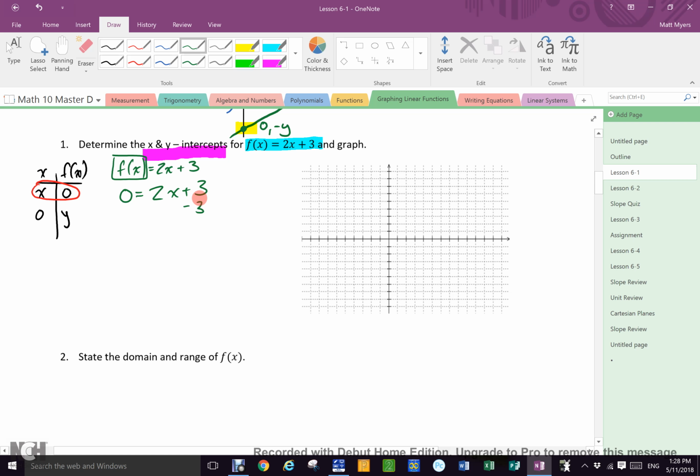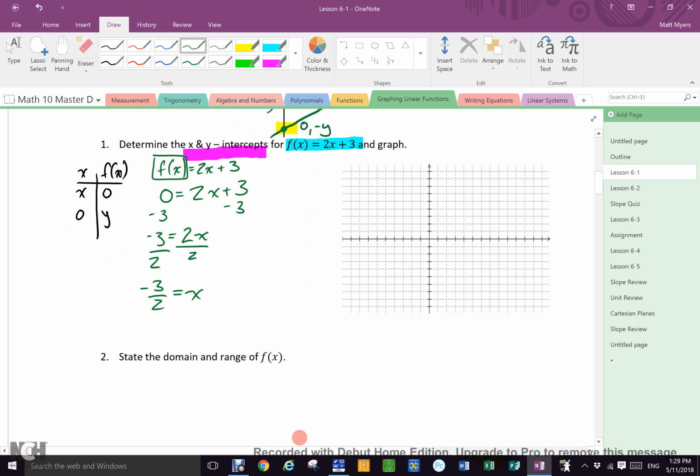So I'm going to remove that 3. Now I have negative 3 equals 2x. How do I get rid of 2 times x? I divide by 2. And now negative 3 halves equals x. Now we come to the most complicated thing in this entire unit. X equals negative 3 halves. What letter is that? So what number goes there? Negative 3 halves. It is negative 1 and 1/2 because negative 3 halves is negative 1 and 1/2.